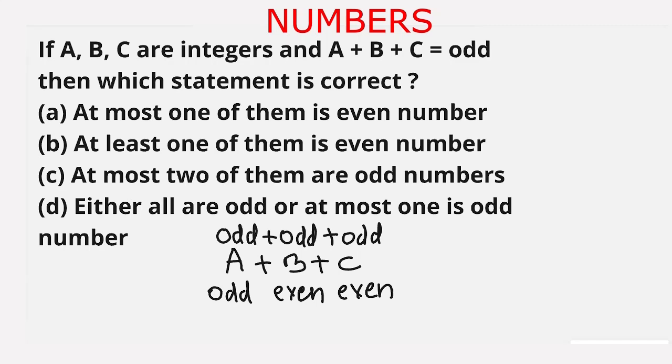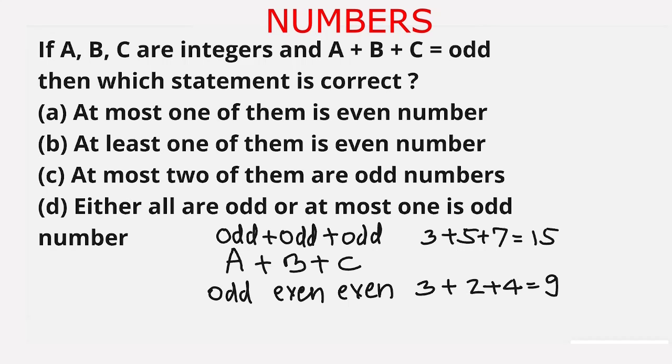And I give the example as well. 3 plus 5 plus 7 is 15. Now 3 plus 2 plus 4, that is 1 odd and 2 even. This will be equal to 3 plus 2 is 5, plus 4 is 9. So again we are getting odd. For getting odd, these are the two conditions. If all the three are odd, or only one is odd and the other two are even, then only a plus b plus c can be odd.